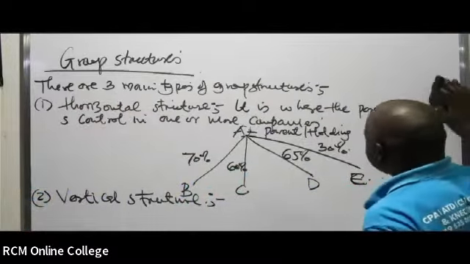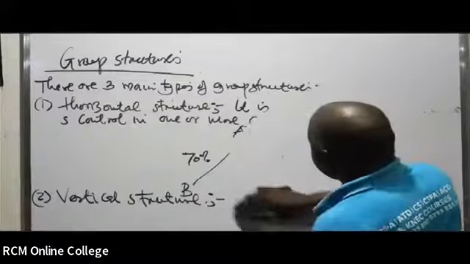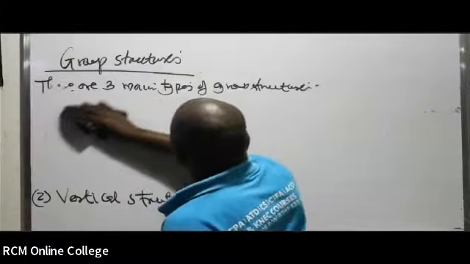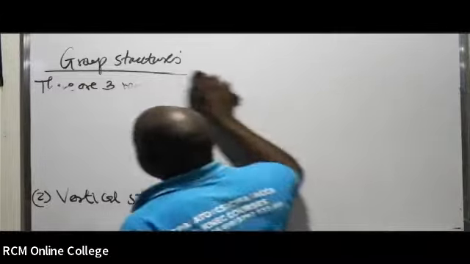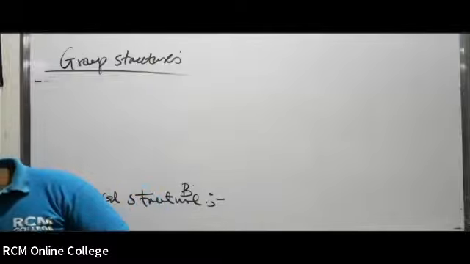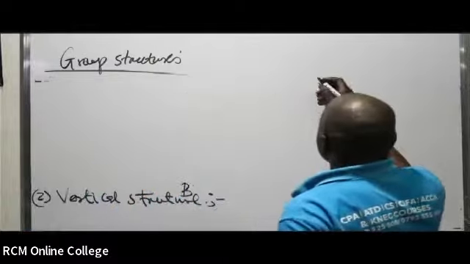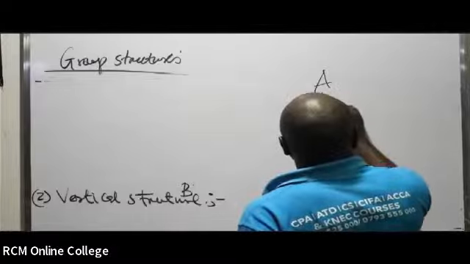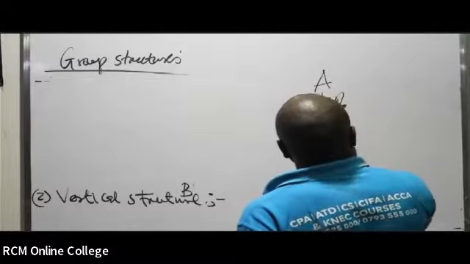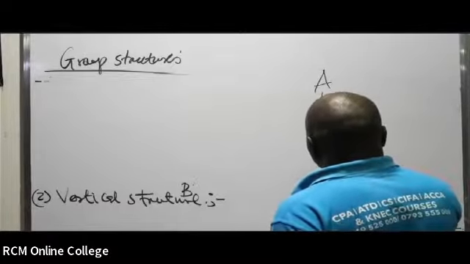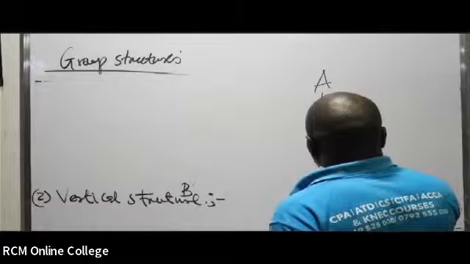And therefore, this one will look like this. The vertical one goes vertical. So in this case you have A. It acquires a controlling interest in B, so this one could be 80%. Then this B, the subsidiary, acquires a controlling interest in another company C. So this one could be 90%.